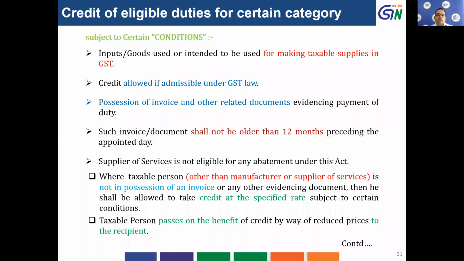And the taxable person passes on the benefit of credit by way of reduced prices to the recipient. So these persons are going to get credit benefit. There is going to be certain benefit to the taxpayer, and the taxpayer should pass on this benefit to his receiver, like the person who is buying goods from him. So that's why this has been particularly inserted. Then I will just cover one small point.